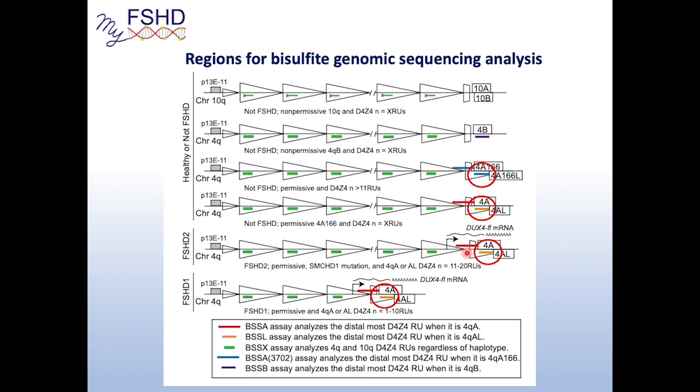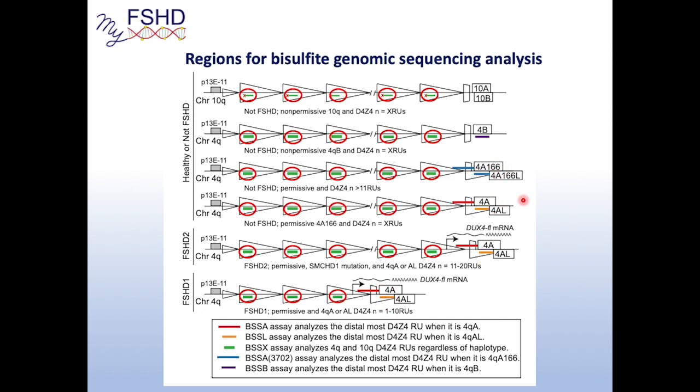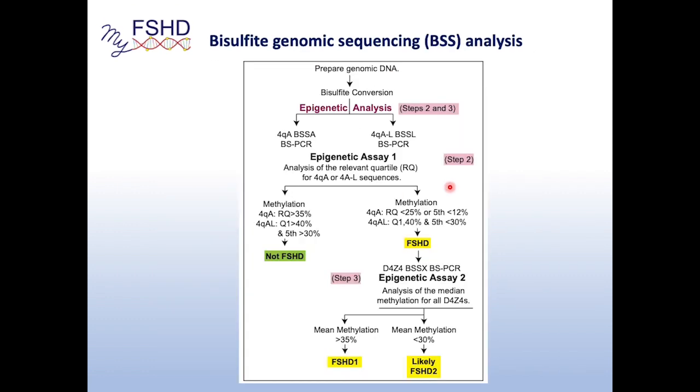All right, then the next thing we're going to do, because this will tell us FSHD or not FSHD, right? Unmethylated means FSHD, methylated means not. And then we're going to look at all the D4Z4 repeats. That's going to pick up chromosome 10, chromosome 4, even if it's a B, healthy chromosome 4s. We're going to pick everything up. And this will tell us FSHD 1, FSHD 2, or carrier of FSHD 2. So this is the basis of the assay. This is kind of the flow chart.